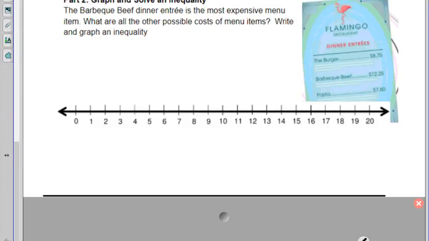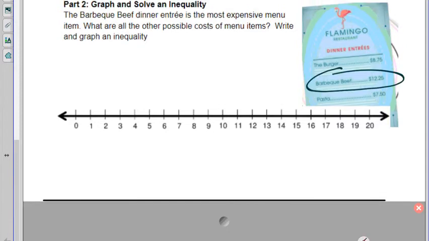All right, let's look at some more inequalities. The barbecue beef dinner entree is the most expensive menu item at the Flamingo restaurant. It's the most expensive thing in the store. We want to know all the other possible costs on the menu. We're going to write and graph an inequality for that. Let's go ahead and graph all the possible costs of items on the menu.